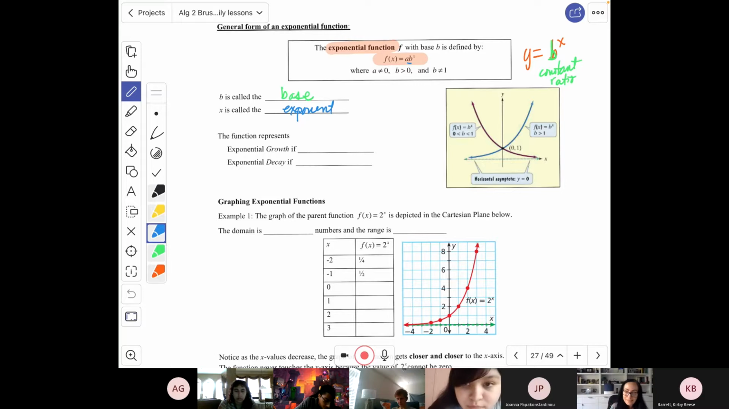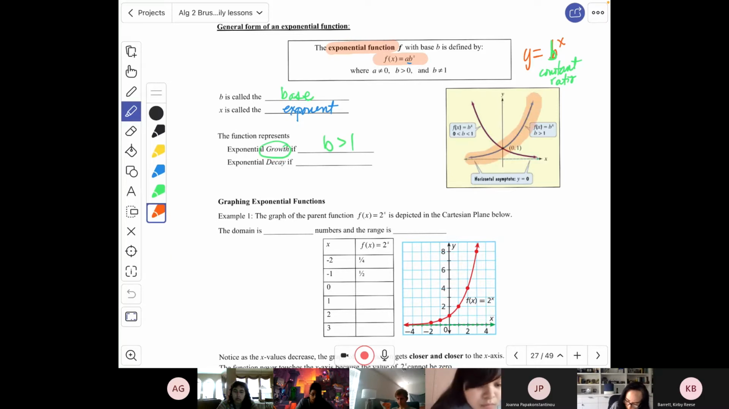So there's 2 instances we can have depending on what that b value is. If b is a number that is greater than 1, so if the base b is greater than 1, we say it's exponential growth. Let me do that in green.